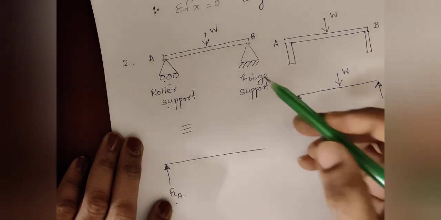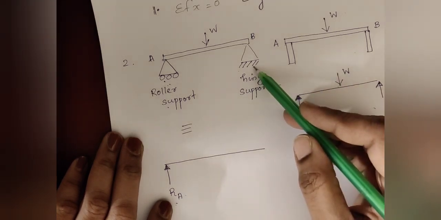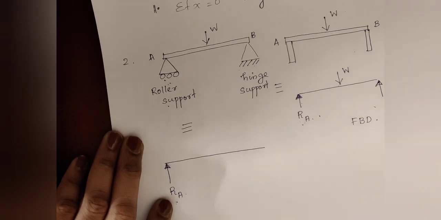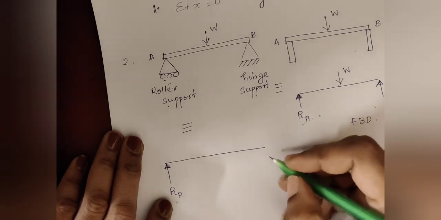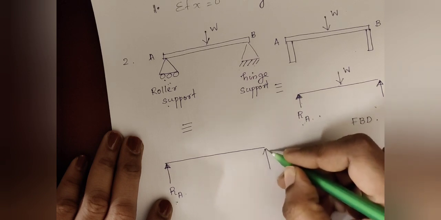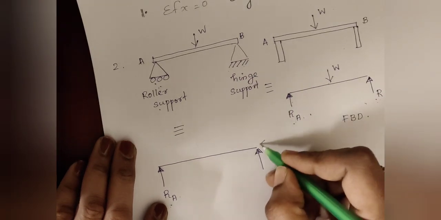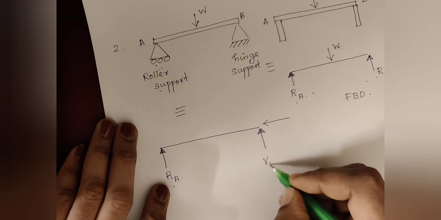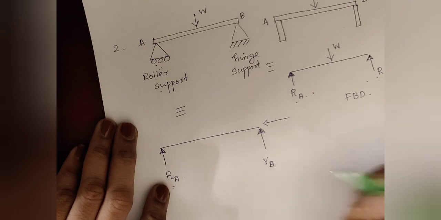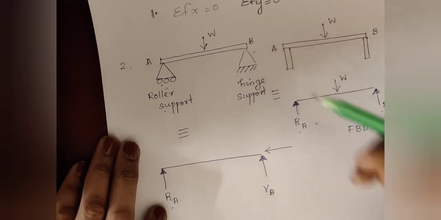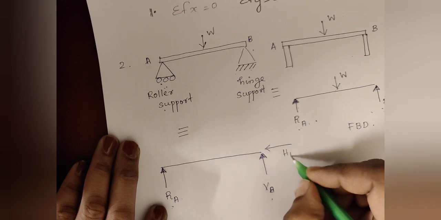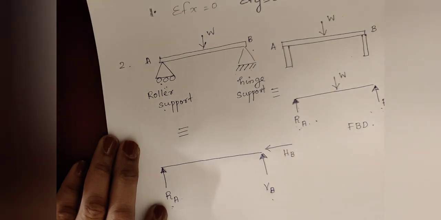Now the next support is hinge. Hinge support permits only the rotation. It restricts the vertical and horizontal motion. So the reactions developed at the hinge support are the vertical reaction and the horizontal reaction. Here you name the vertical reaction as VB, because the support is B, and the horizontal reaction is represented as HB.